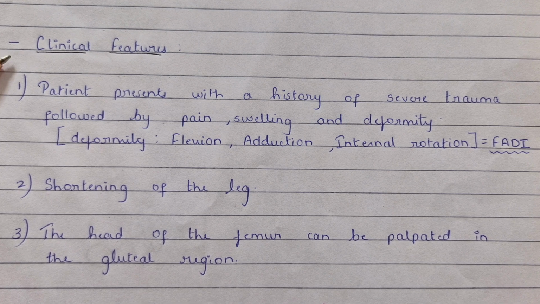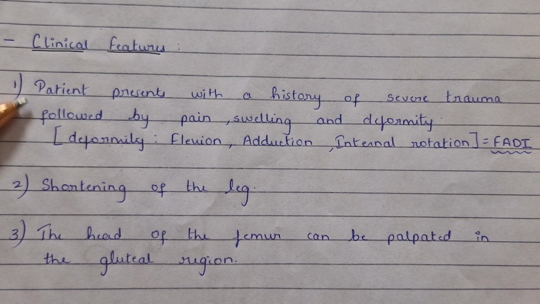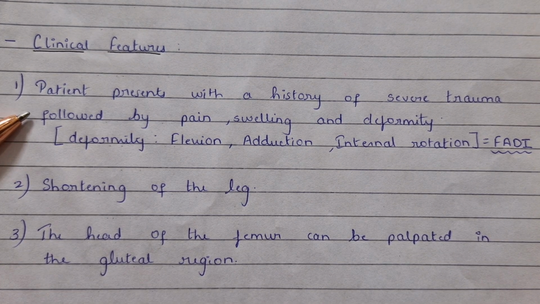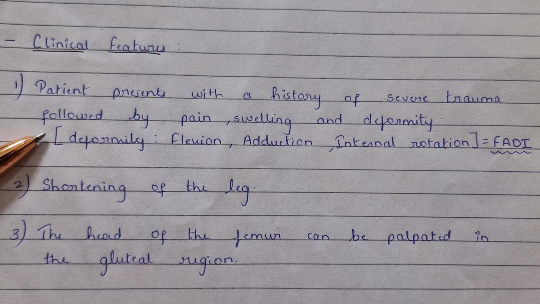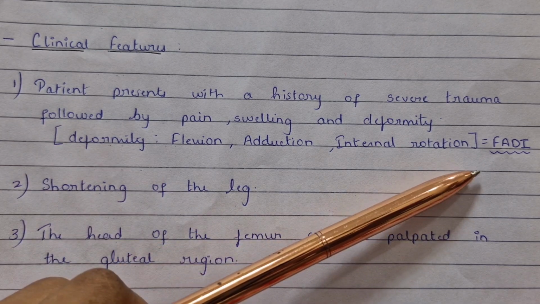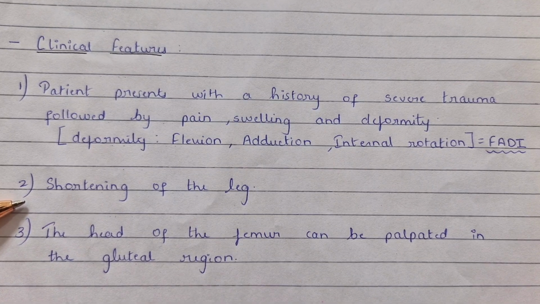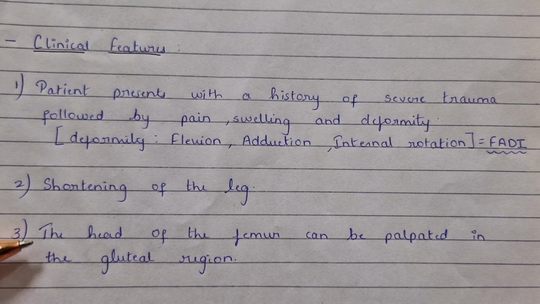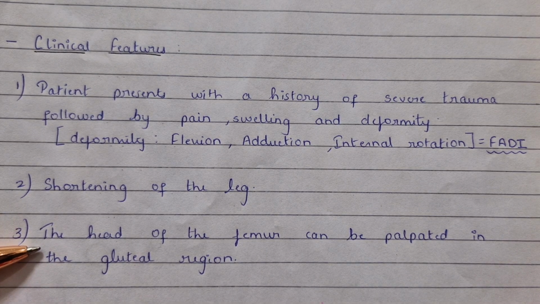Clinical features of posterior dislocation of the hip. The patient presents with a history of severe trauma followed by pain, swelling, and deformity. The deformity seen is flexion, adduction, and internal rotation. You can remember this by FADIR. Shortening of the leg is also seen. Thirdly, the head of the femur can be palpated in the gluteal region.